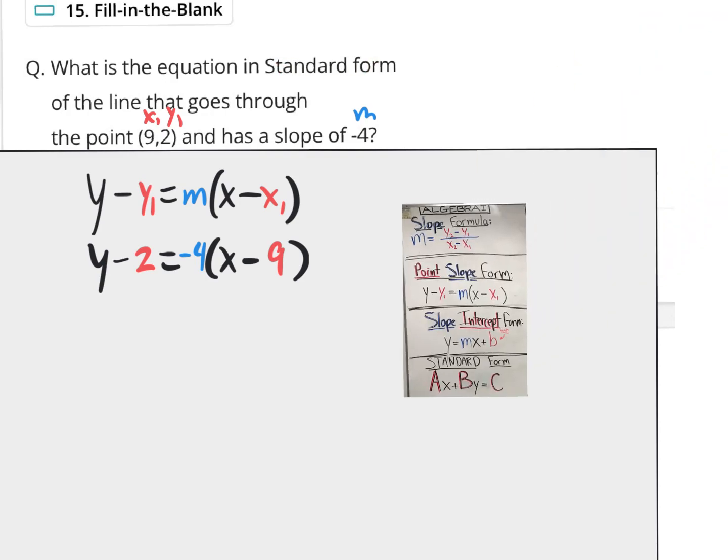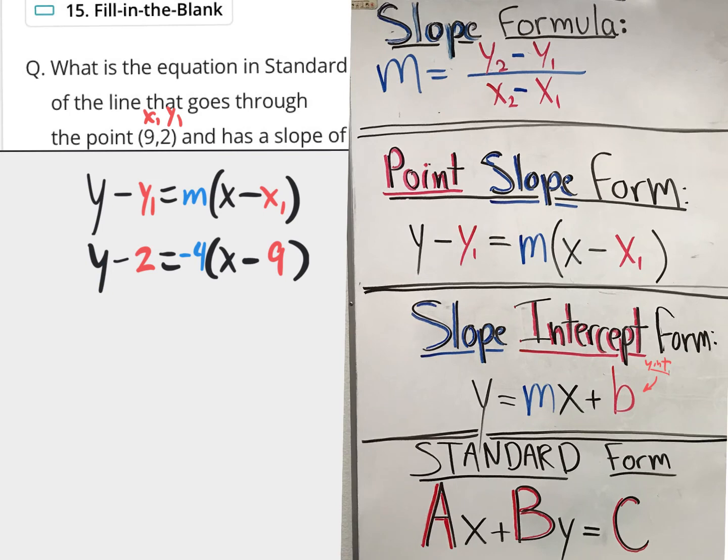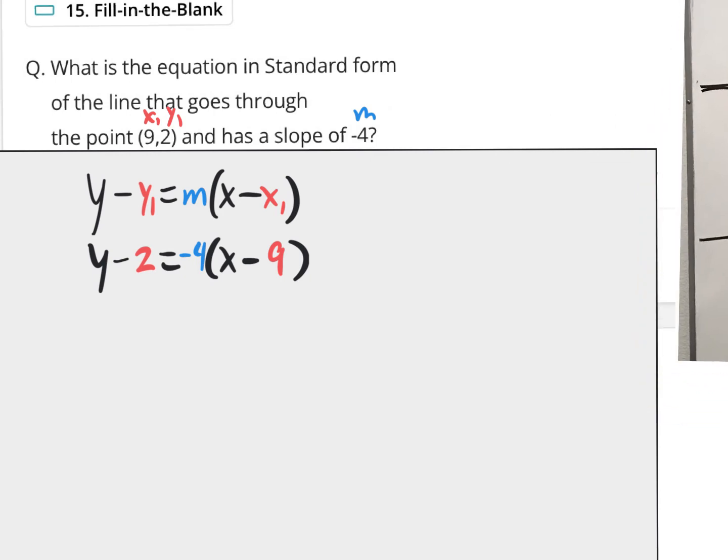So we need to now change our point-slope form equation to slope-intercept by distributing and moving, and then maybe changing our slope-intercept to standard by moving this x term to the left side. That's exactly what we're going to do here. We're first going to begin by getting rid of those parentheses. Negative 4 times x is negative 4x. Negative 4 times negative 9 is positive 36.